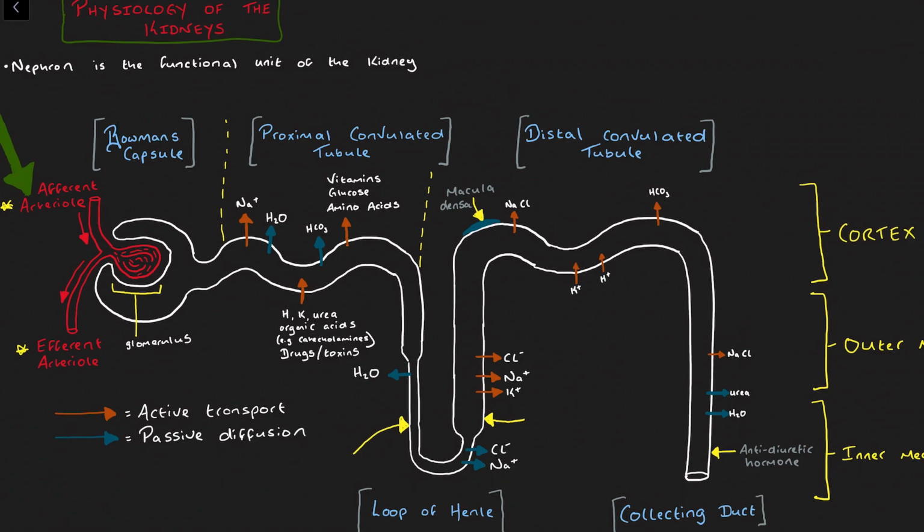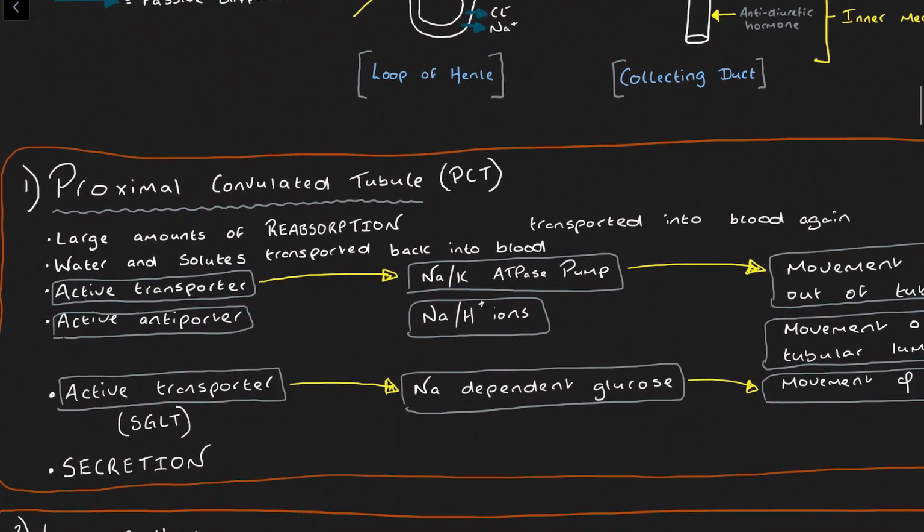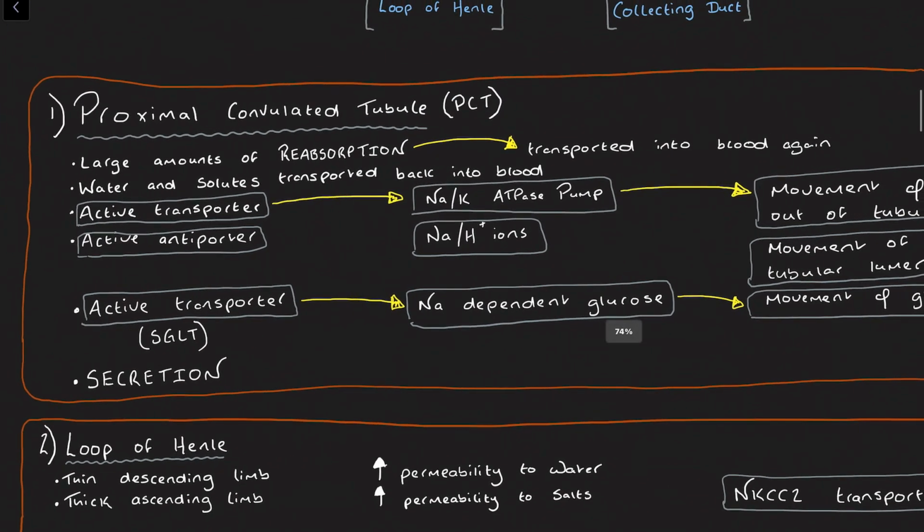The Bowman's capsule then opens into a tubular coiled region, also known as the proximal convoluted tubule, which is this section over here. In the proximal convoluted tubule, large amounts of reabsorption occur, where water and solutes are transported back into the bloodstream. Here the orange arrows show active transporters and the blue arrows show the passive transport of ions. The driving force for reabsorption in the proximal convoluted tubule is sodium.